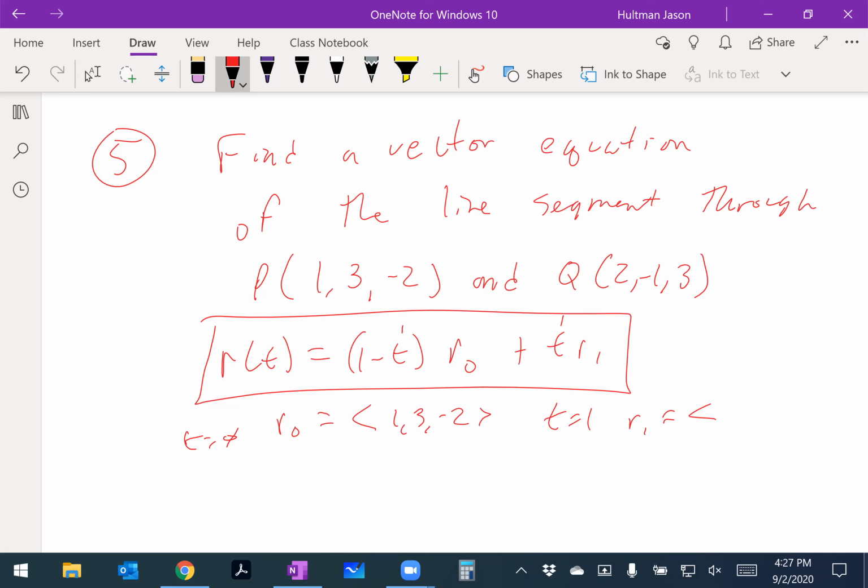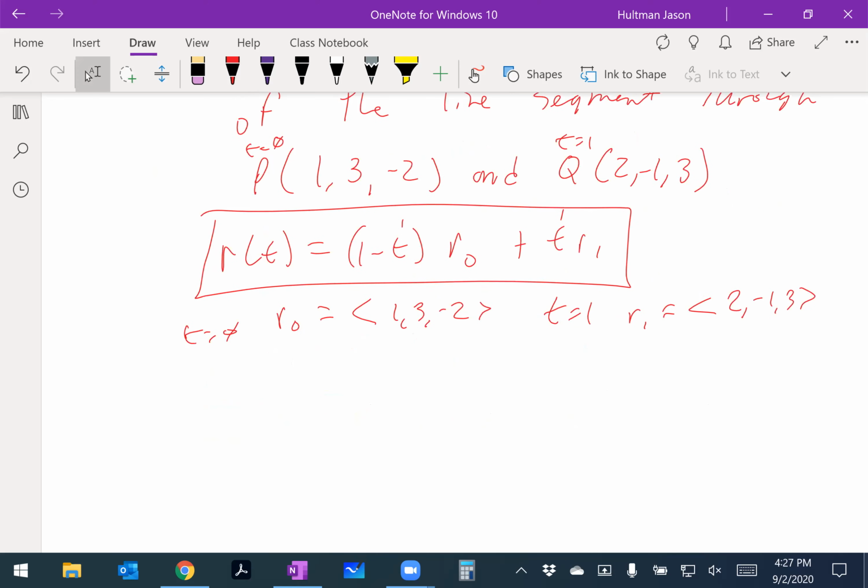At t equals 0, we have P. At t equals 1, we have Q. So initial point, terminal point. Initial point is P, terminal point is Q. So this is just the vector 2, negative 1, 3. Okay. So let's just plug this in, see what we got here.